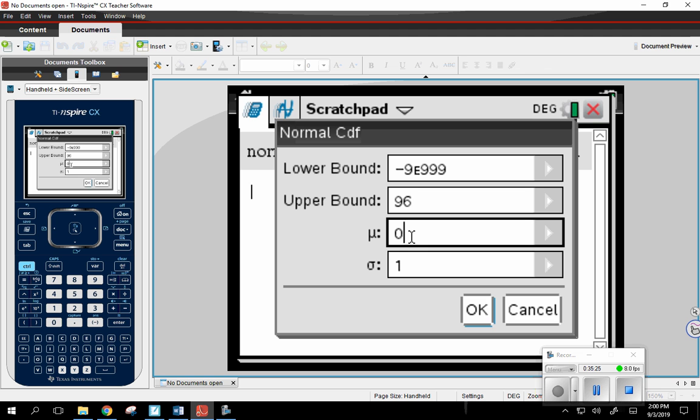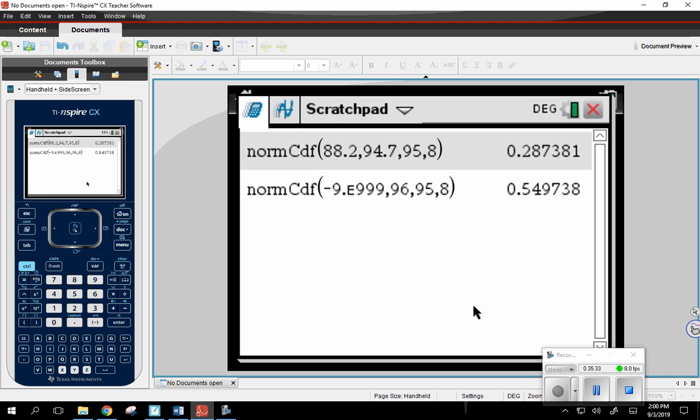Okay. Now the mean was 95. What was the standard deviation? 8. Okay. So I'd say we're looking at about 54.97. You could probably just go ahead and say 55%. 55%. Okay. So let me use a specific color on this one.